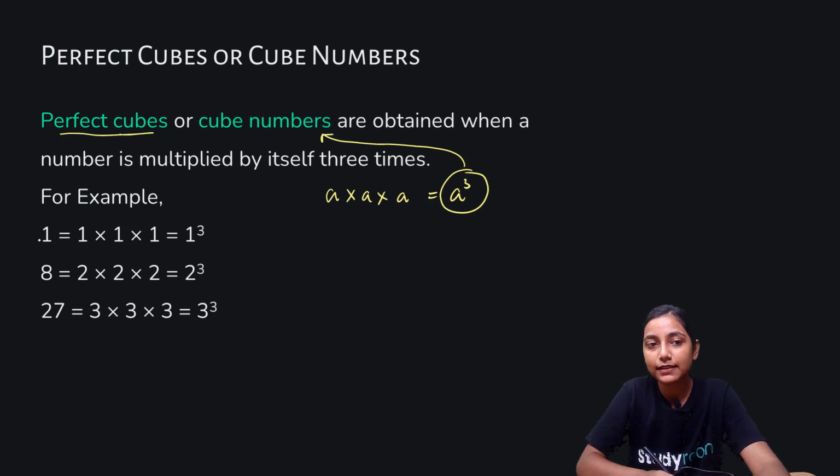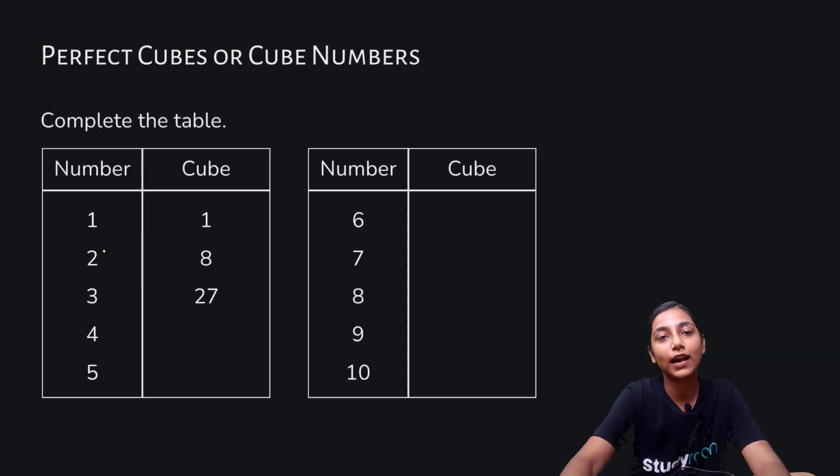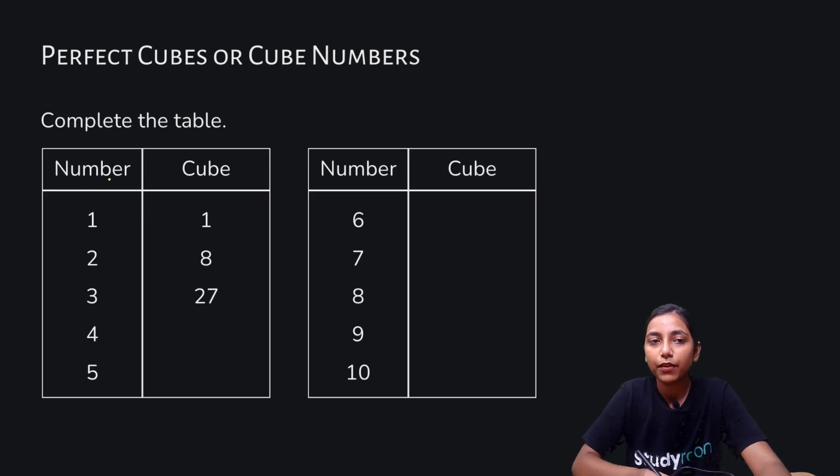Let's see some examples like 1. 1 is a perfect cube because if you multiply 1 with itself 3 times, that is 1 cube, you get 1. 8 is a perfect cube because 2 cube gives you 8. 27 is a perfect cube because 3 cube gives you 27. That is how you see what are cube numbers or perfect cubes. Let's complete this table. We are given this number and we have to write its cube. So 1's cube is 1, 2's cube is 8, 3's cube is 27.